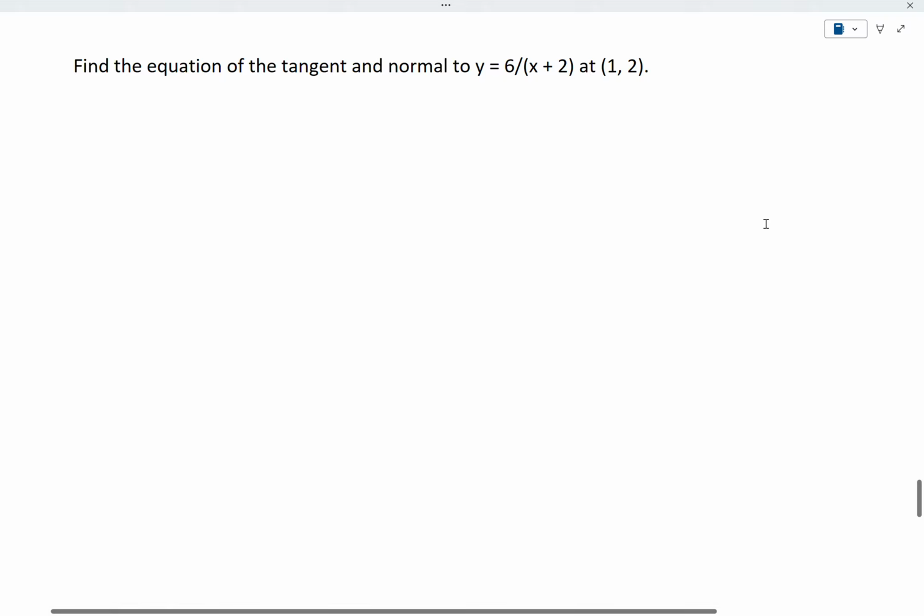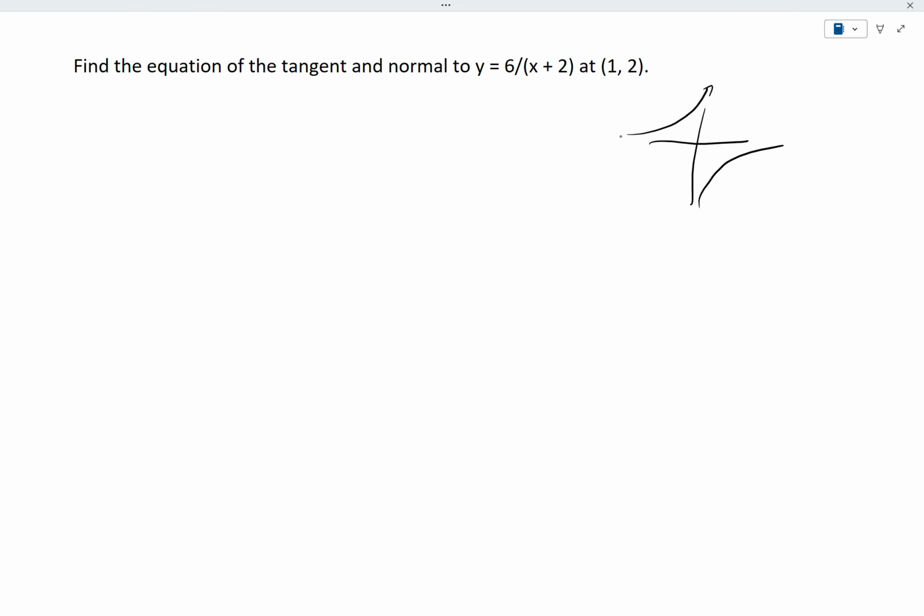In this video, we're going to be doing a problem related to the tangent and the normal to a curve. And our curve is right here: y equals 6 over x plus 2. That curve is going to look something like the graph of y equals 1 over x, but it's going to be shifted and stretched a little bit. So we'll just say it looks something like this.